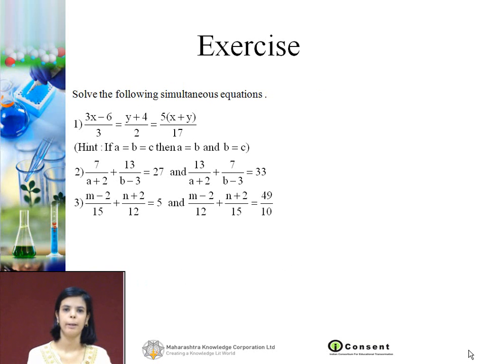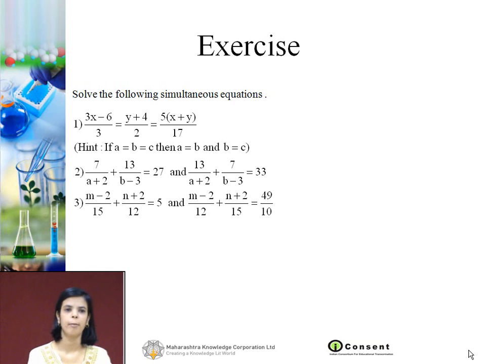Solve the following simultaneous equations. 3x minus 6 upon 3 is equal to y plus 4 upon 2 is equal to 5 into bracket x plus y upon 17. Hint is given as: if A is equal to B is equal to C, then A is equal to B and B is equal to C.